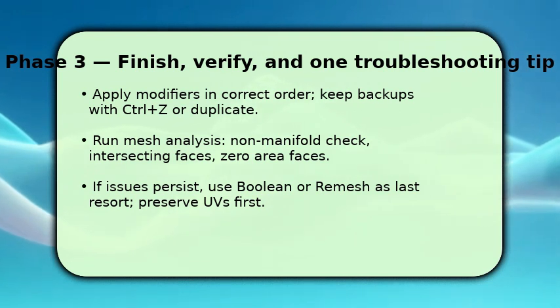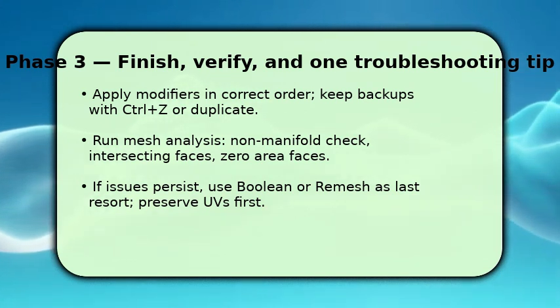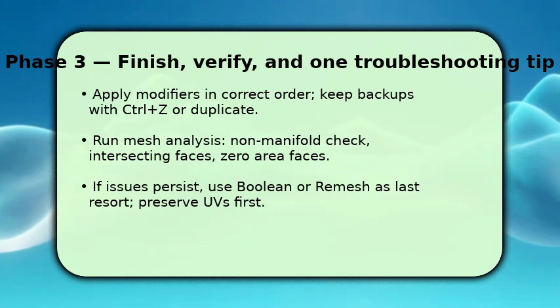Make a backup before destructive fixes, duplicate the object, or save a new file. If problems persist, use Boolean or remesh as a last resort, but preserve UVs and vertex.